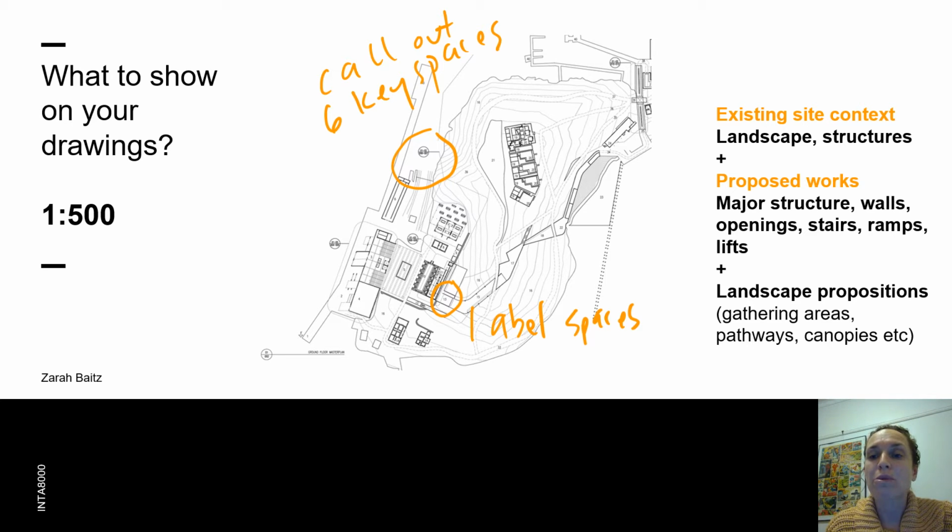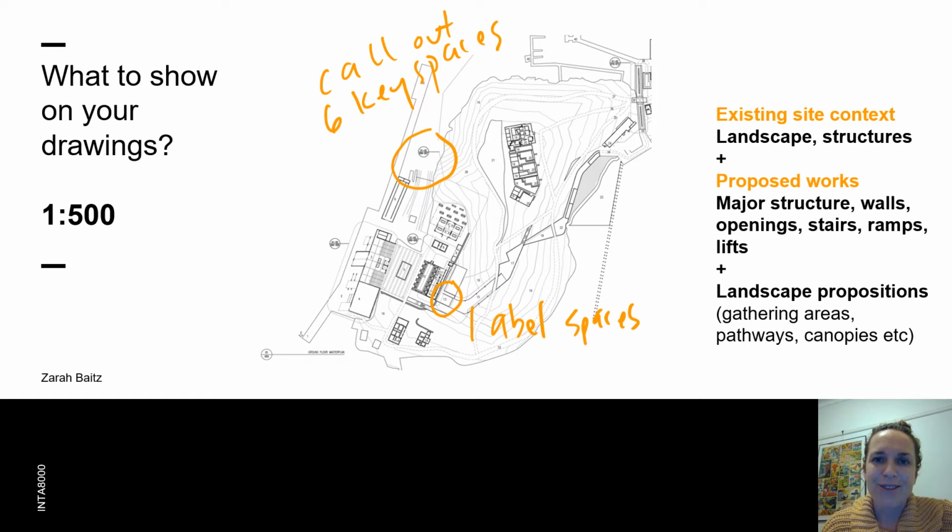You'll then need to show your proposed works, and this means major structures, walls, openings, stairs, ramps, lifts, etc. Again, this will be cut at ground floor level, so it will be a 1 to 500 floor plan of the whole precinct. You'll also need to show here landscape propositions. So a number of you have outdoor barbecue areas, gathering spaces, auditoria, pathways. This all needs to be shown on this plan in a way that develops from the master plan that you proposed to us in DP7.